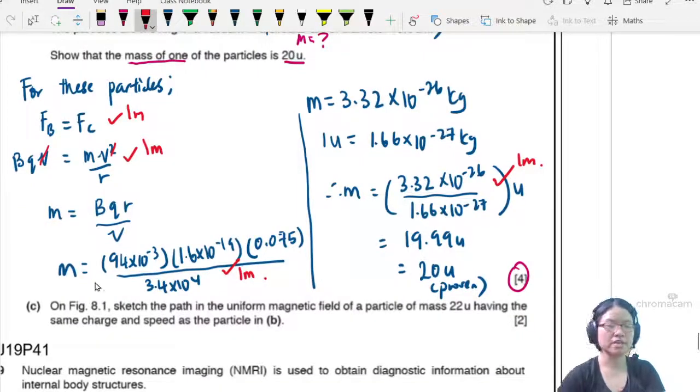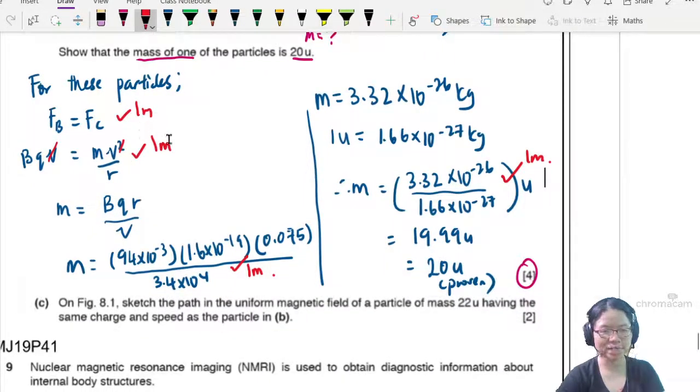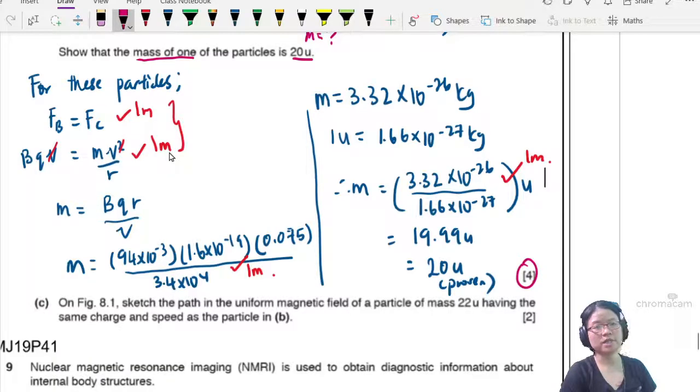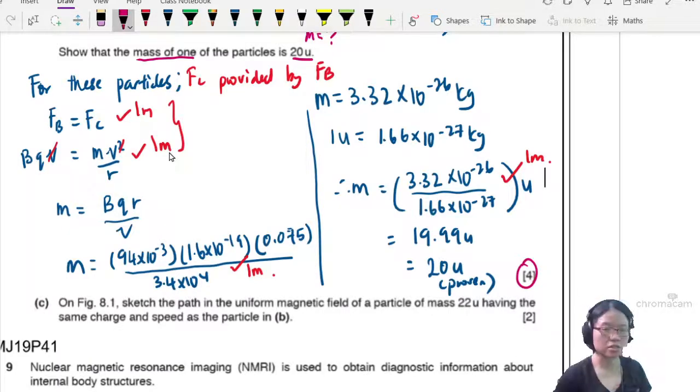Which means if you start from here or some other equation that doesn't start from this, you will lose the first 2 marks. So this part is very important. You can be even more explicit. Like for example, the centripetal force provided by magnetic force. Okay, so just that sentence will help.